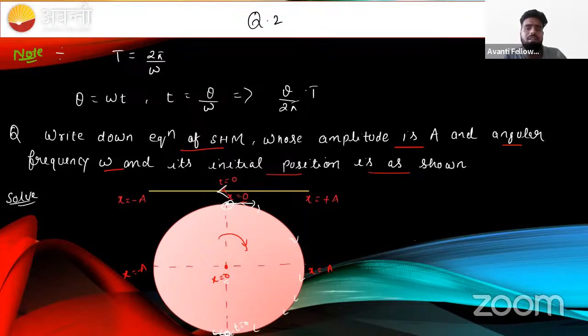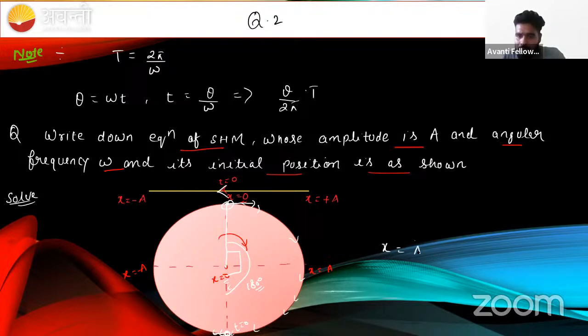So what is the initial angle made by the particle? What is our reference point? This is our reference point, and from this point we have to measure the angle. So we can say this is 90 and again 90. What is the total angle made by the particle? That is 180 degrees. So what is phi here? 180 degrees.